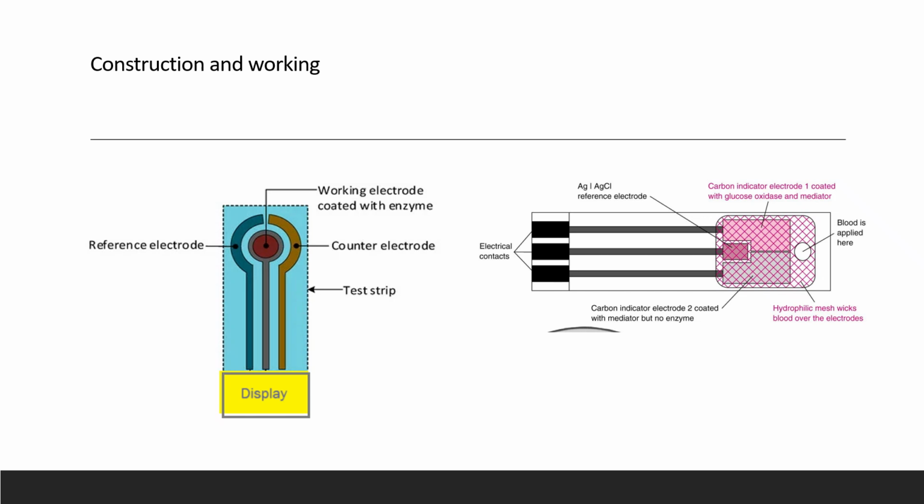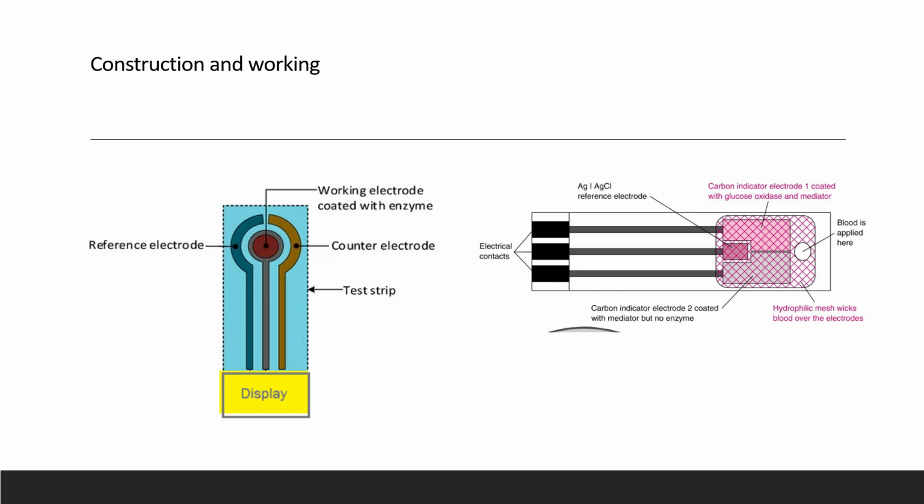Construction and working. See how it looks. First we'll see the figure which is the simplest one to understand. Here we have a three electrode system. The center one is the working electrode. Whatever explanation I gave about the many layers, that is for the working electrode.